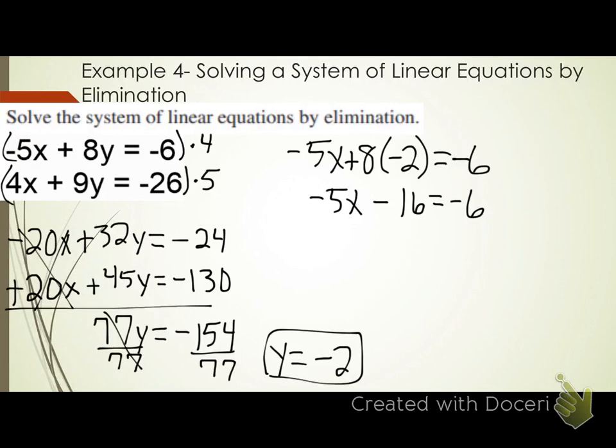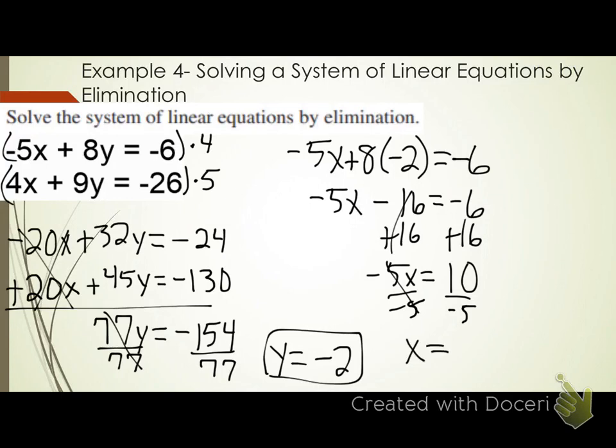Next step to get x by itself. Add 16 to both sides. Negative 6 plus 16, 10. And how do I get x by itself? Divide by negative 5. X equals negative 2.